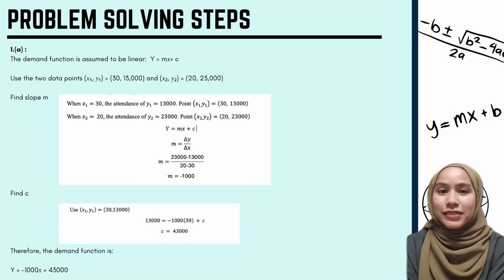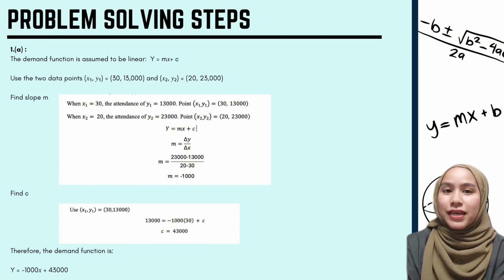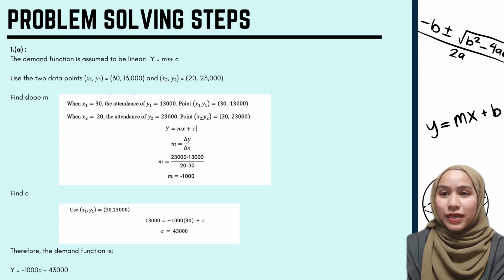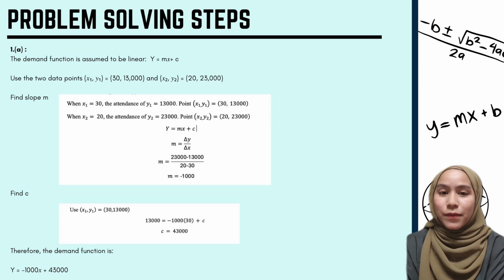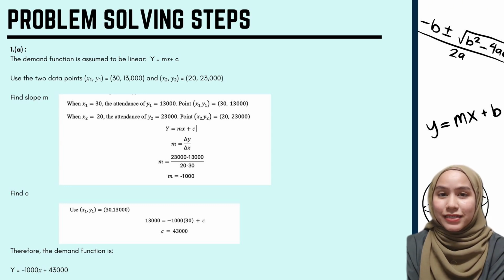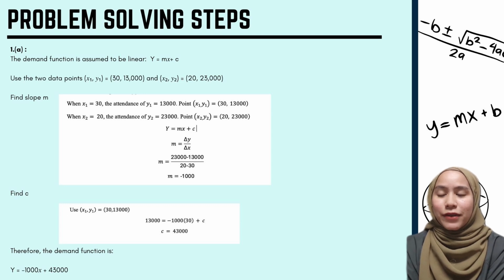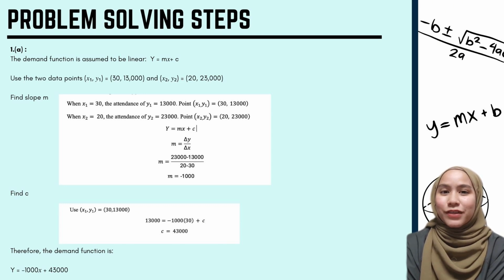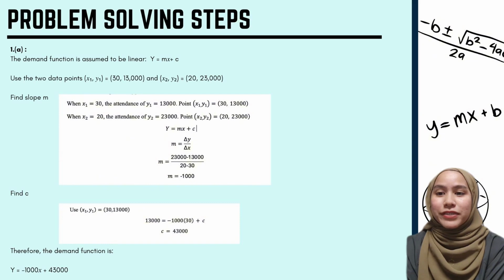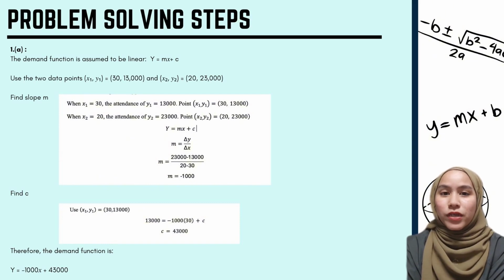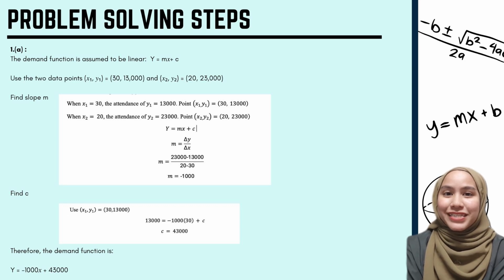Since the demand function is linear, we can write it as y equals mx plus c, where m is the slope of the line, calculated as m equals delta y over delta x. So we substitute m equals y2 minus y1 over x2 minus x1, and then we get m equals negative 1000. Now substitute this value of m into the equation and we get y equals negative 1000x plus c.